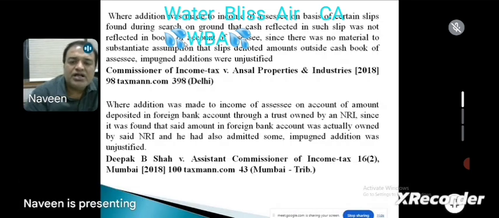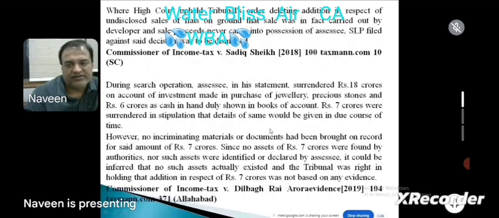Addition was made to the income of the assessee on account of an amount deposited in a foreign bank account to a trust owned by an NRA. Since it was found that the said amount in the bank account was actually owned by the said NRA, and here also admitted, the income addition was unjustified.